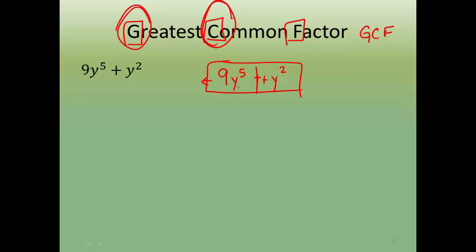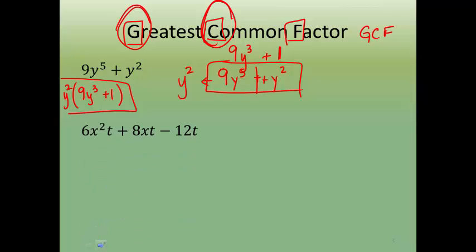So I see that they both have y's, and in fact they both could lose two y's. So I pull out a y squared. Well, if I'm thinking in the reverse order, that y squared times something got me 9y to the fifth, I know I need a 9, and I know I would need y cubed to make that happen. If I multiply y and I result in a y squared, I must have multiplied by 1 to make that happen. So the factored form of this is 9y cubed plus 1, and that was multiplied by y squared. So my GCF is y squared, but the factored form is y squared times 9y cubed plus 1.